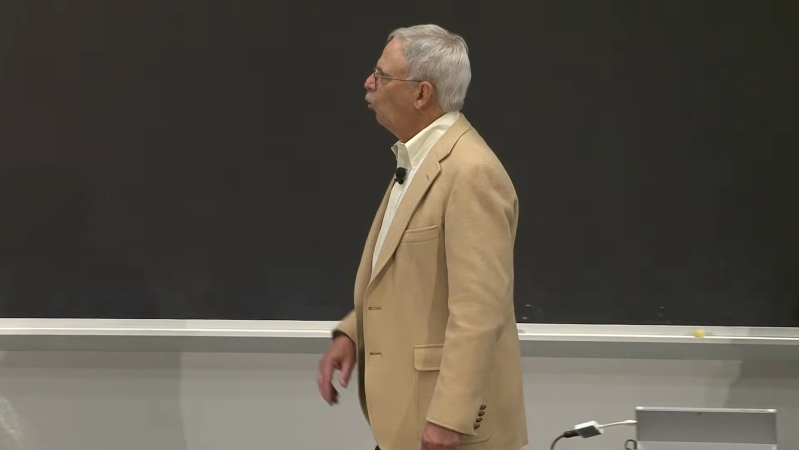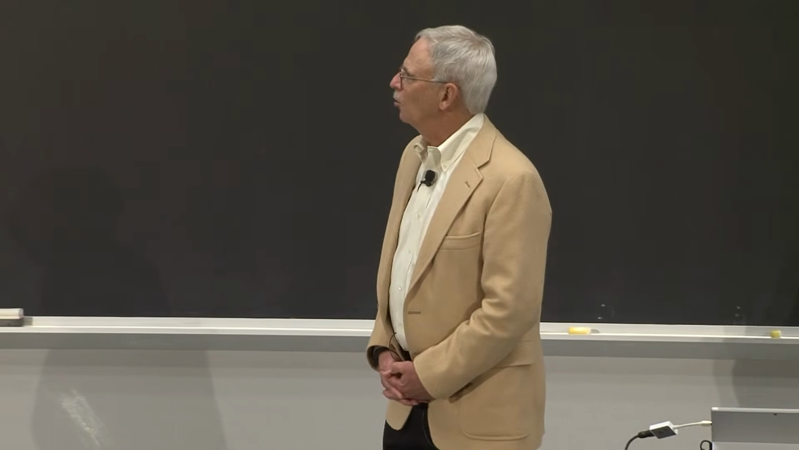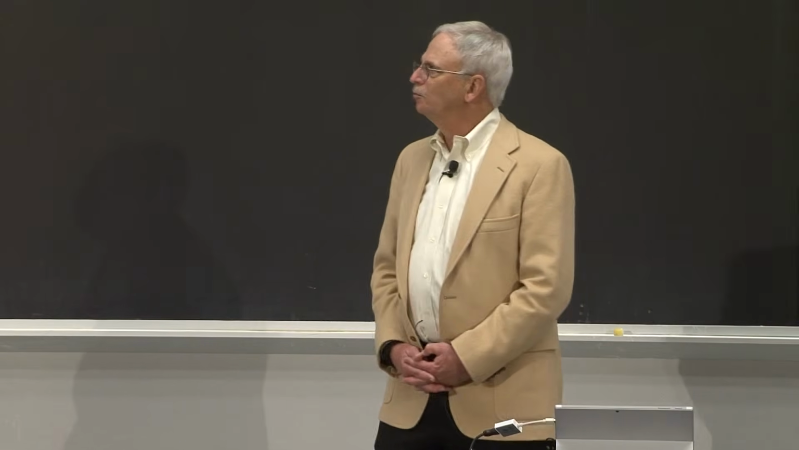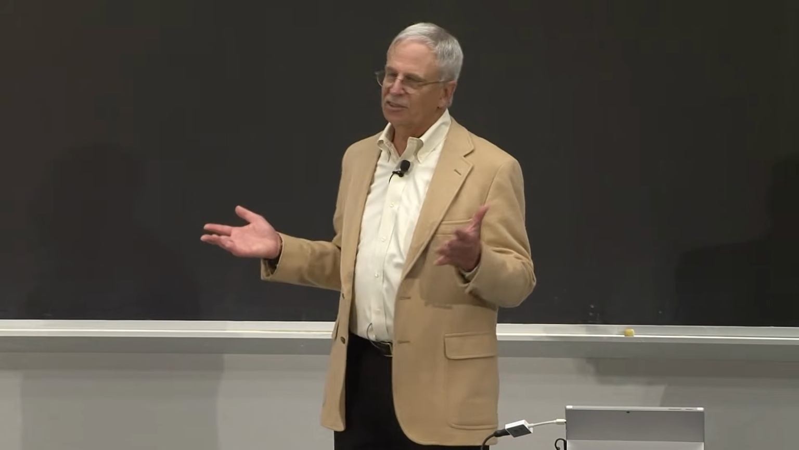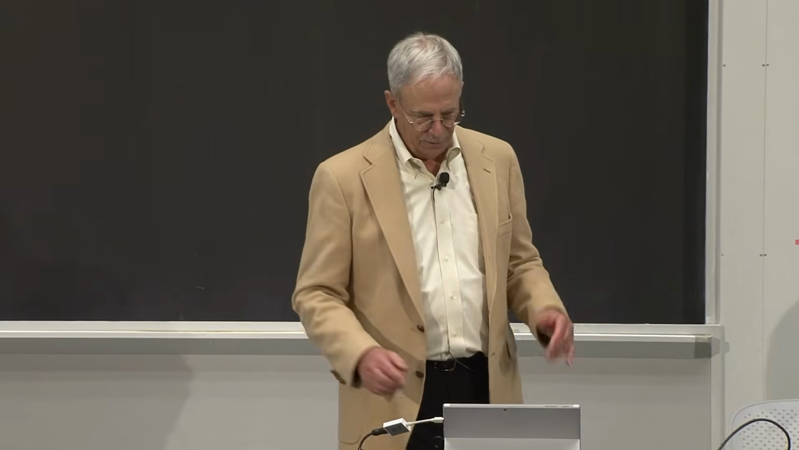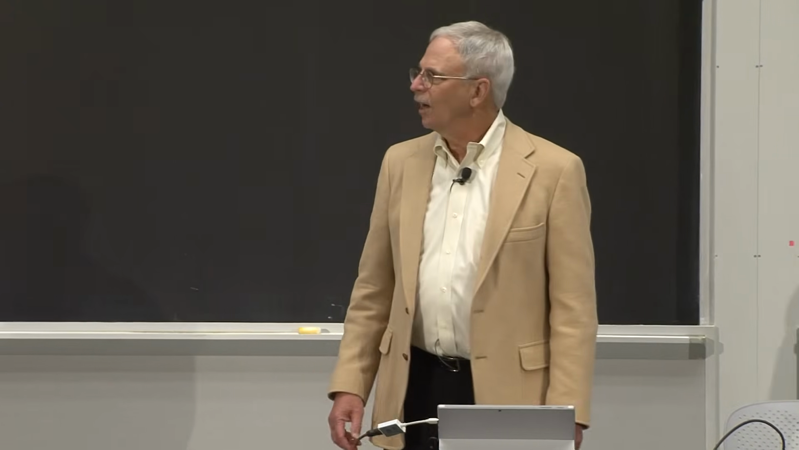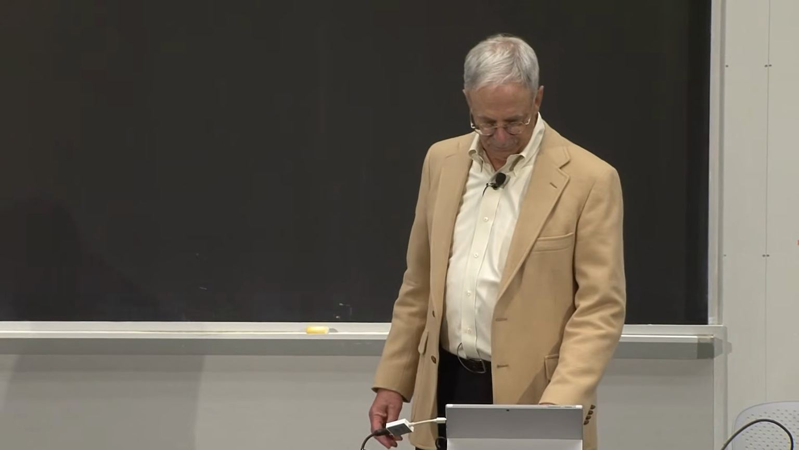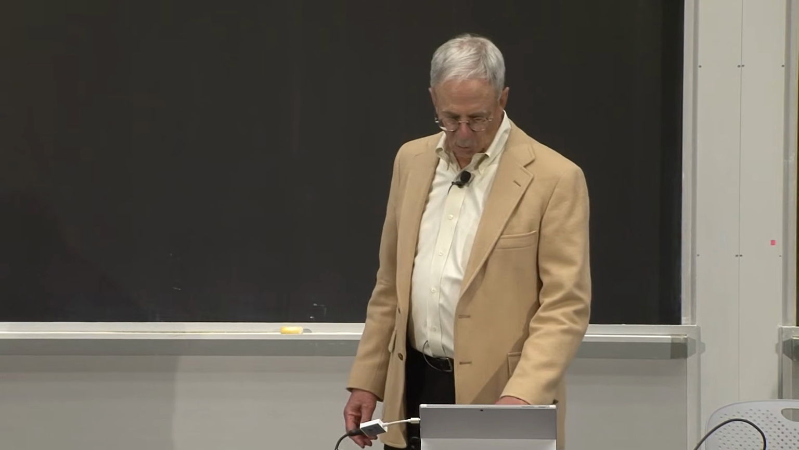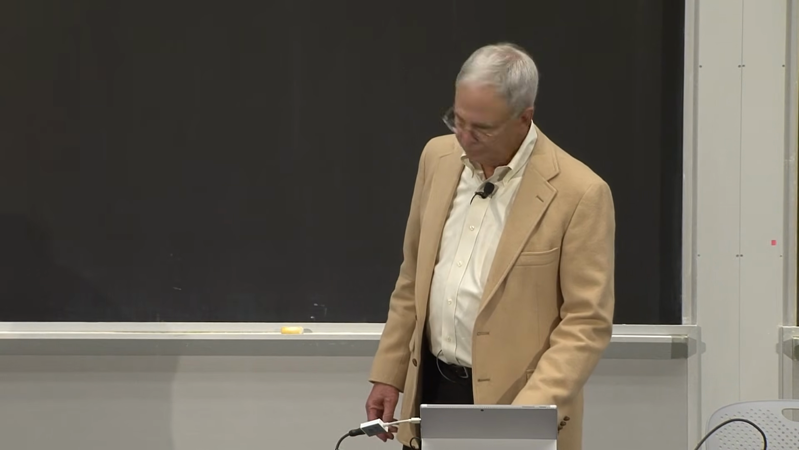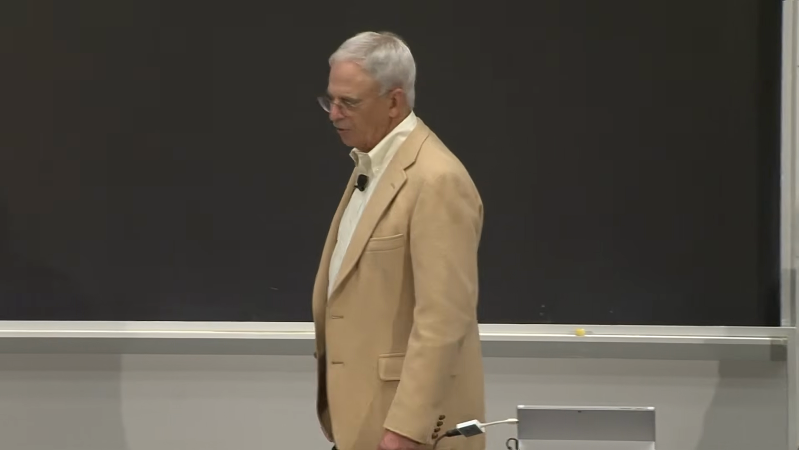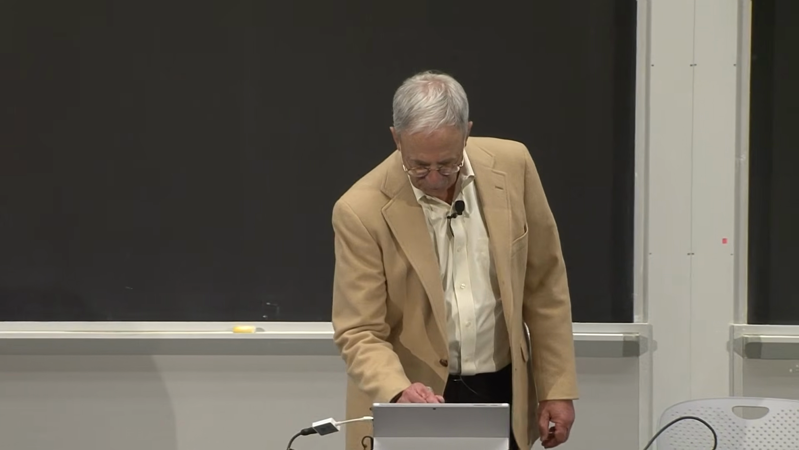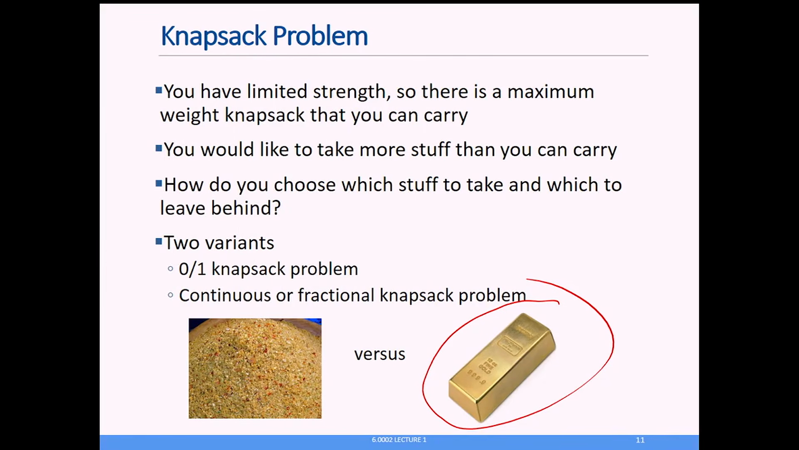So here's, in written words, what I just said orally. There's more stuff than you can carry, and you have to choose which stuff to take and which to leave behind. I should point out that there are two variants of it. There's the 0-1 knapsack problem and the continuous. So the 0-1, it would be illustrated by something like this. So the 0-1 knapsack problem means you either take the object or you don't. I take that whole gold bar or I take none of it.